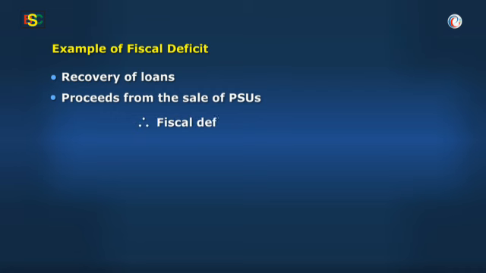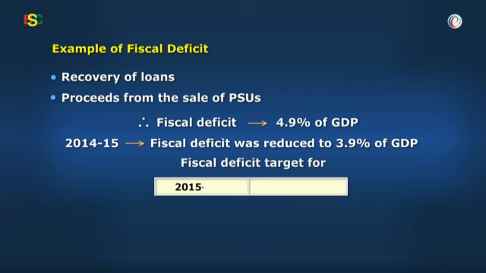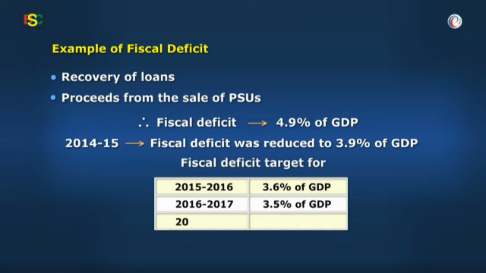The fiscal deficit, therefore, turned out to be 4.9% of GDP. In 2014-2015, it was reduced to 3.9% of the GDP. The fiscal deficit target for 2015-2016 is 3.6% of GDP. For 2016-2017 it is 3.5% of GDP. And for 2017-2018 it is 3% of the GDP.